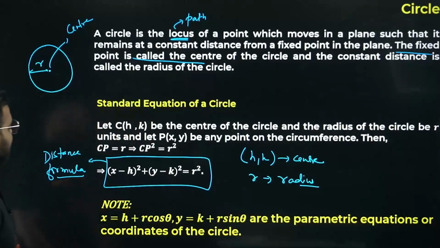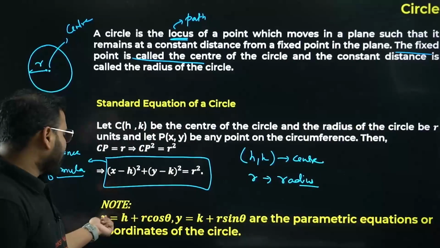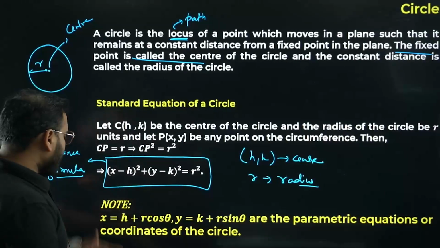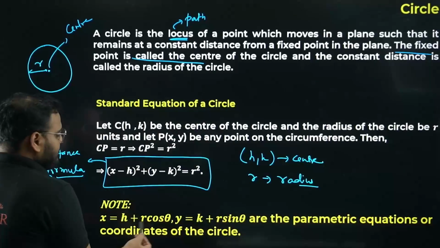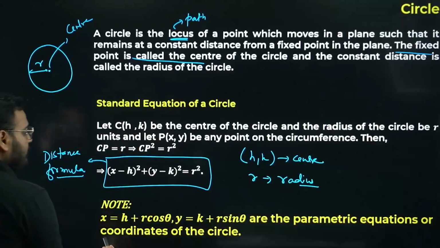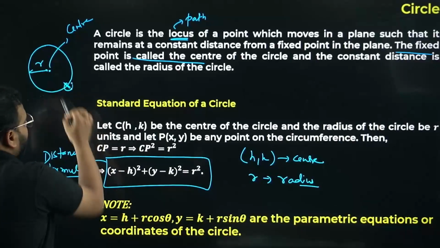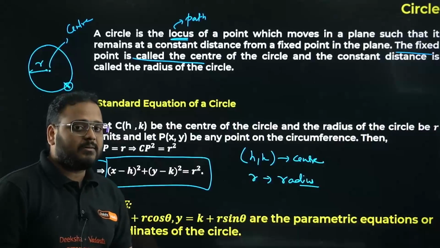Okay, what next do we have? Now there's a note. This is the parametric equation form of writing the variable x, or basically the coordinates of the point on the circle. Points on the circle are given by x equals h plus r cos theta, y equals k plus r sin theta, which are the parametric equations of the coordinates of the circle. Any point you take in the parametric form, you'll have this as the equation: x equals h plus r cos theta.